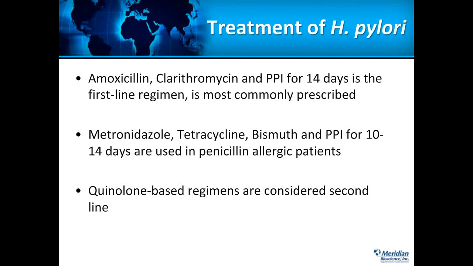The treatment regimens that are used most commonly, the first-line regimen is amoxicillin, clarithromycin, and a proton pump inhibitor, all taken twice a day for 14 days. For those who are penicillin allergic, the alternate regimen is metronidazole, tetracycline, bismuth, and a PPI for anywhere between 10 to 14 days. Now, if these regimens do not work, quinolone-based regimens are considered to be second line, and they're employed if H. pylori tests are positive after eradication.